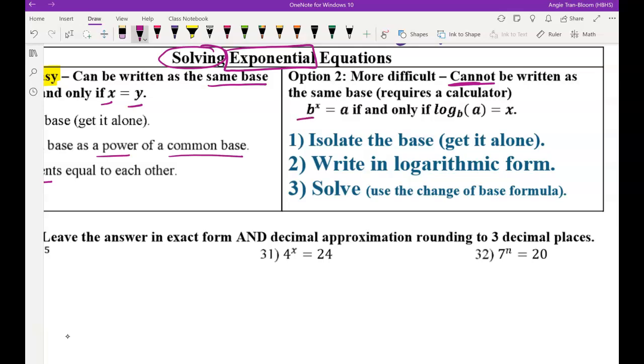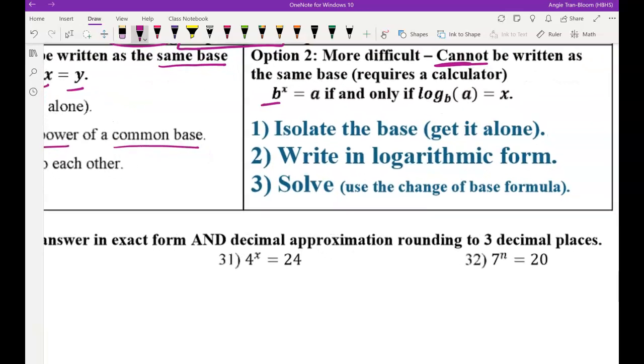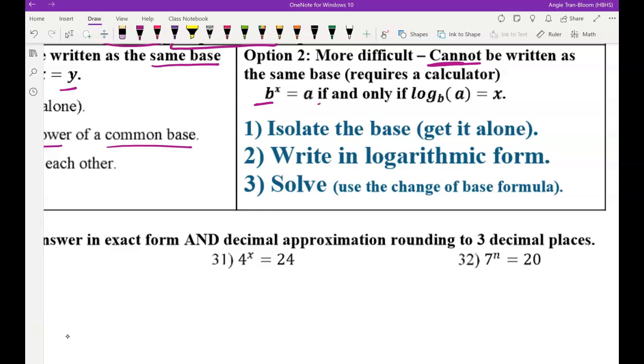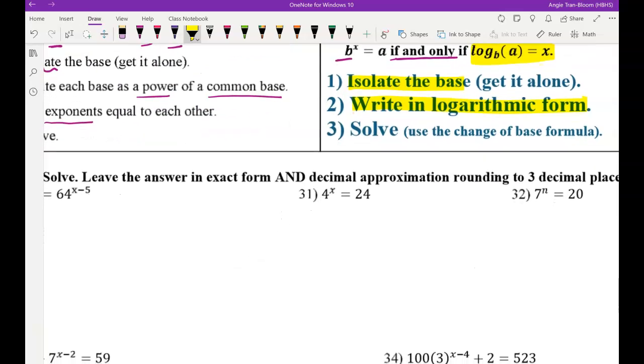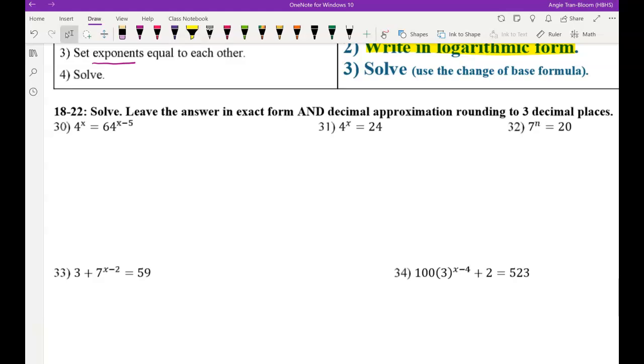So we have some base b to a power, let's call it x, equals a. Now, if this is true, then we can rewrite it as a log equation, which we do know how to go from exponential to log. It is going to be rewritten as log base b of a equals x. So we will try to isolate the base, students, get it by itself, then write it in logarithmic form, and then solve using the change of base, okay? So let's review this really quickly.